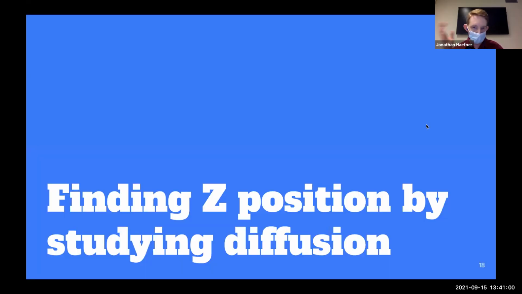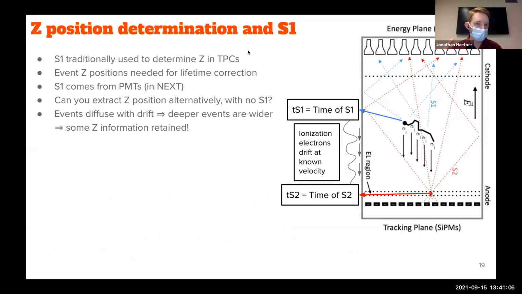So the next and last thing I'll be talking about is finding the Z position of events by studying diffusion. S1 is traditionally what is used to determine the Z position in TPCs. As described previously, you have your S1 signal, you have your S2 signal, they're separated by some amount of time, you have a known drift velocity, and so the time difference between these signals gives you your event position. And you need your event positions, in particular, to do lifetime correction.